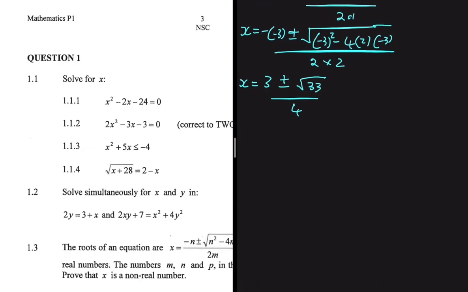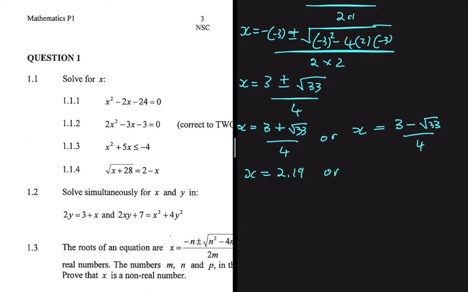So now it's easy to see that x will be equal to 3 plus the square root of 33 divided by 4, or our x can be equal to 3 minus the square root of 33 divided by 4. So here x is going to be equal to 2.19 if we round off to 2 decimal places, or x is going to be equal to minus 0.69, and that's how we essentially solve that problem.